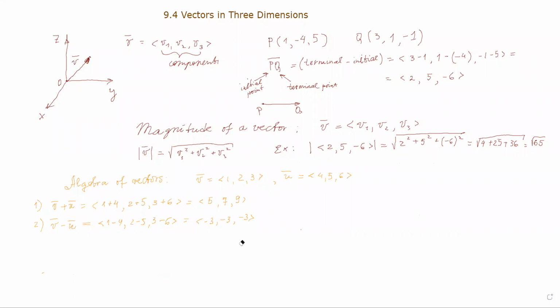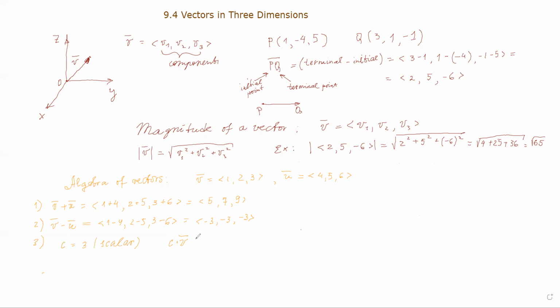Let me erase unnecessary stuff. Well, what else can we do with vectors? We can multiply vectors by a scalar. A scalar is just a number. A number does not have a direction. It's just magnitude, no direction. So imagine that our scalar equals 3. And what we can do is multiply a vector by a scalar. You see the difference between vector and scalar? I put a little bar above the vector and nothing above the scalar. A scalar is just a number.